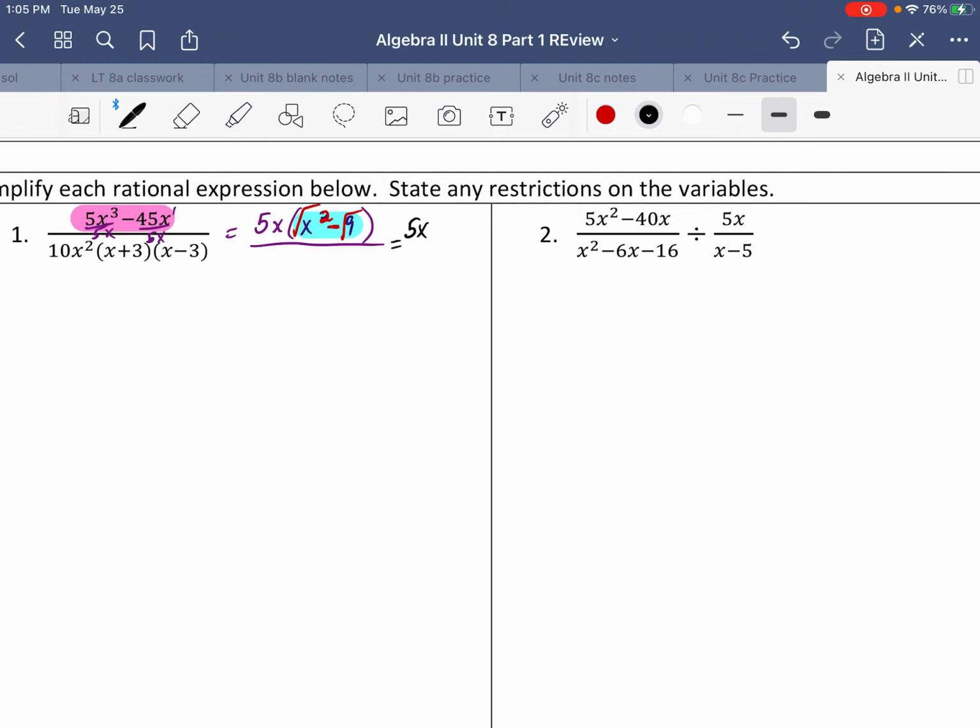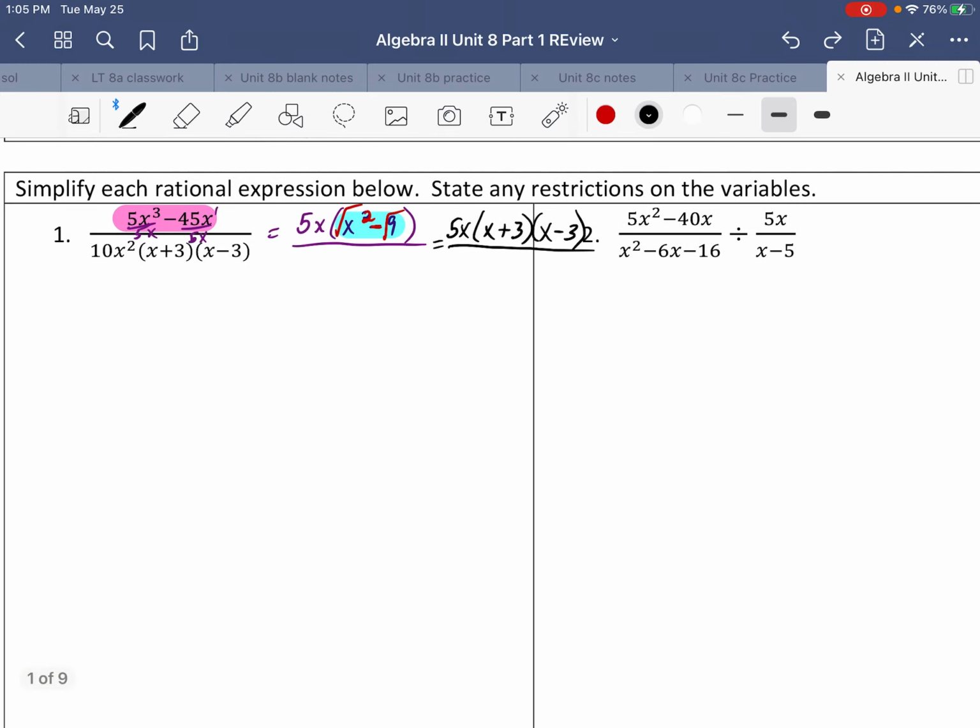So we have the 5x on the outside, that's the factor, and the square root of x squared is x. So I'm going to write up two binomials, x, and the square root of 9 is 3. One of the binomials is positive, one's negative. At this point, we look at x plus 3 and x minus 3, and we have exponents of 1. Those are linear binomials. There is nothing else to factor here.